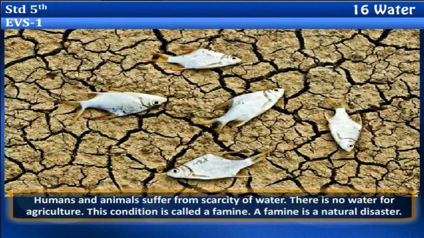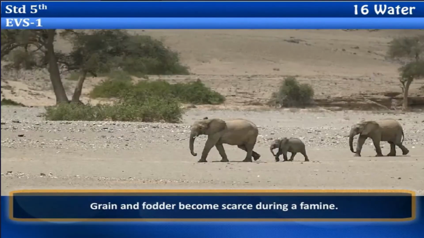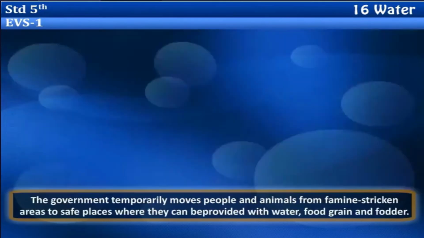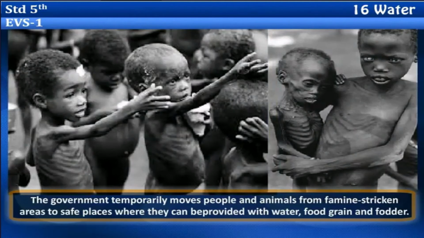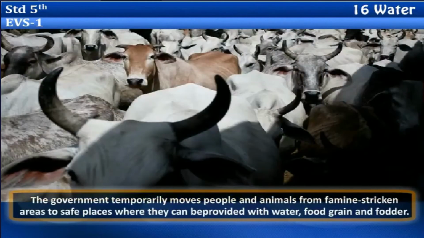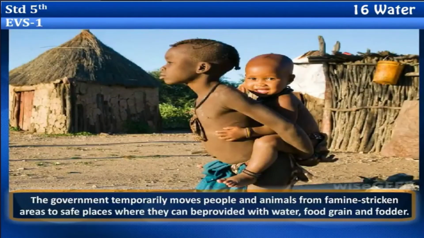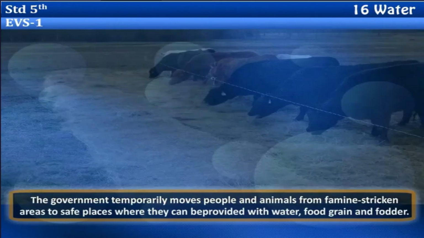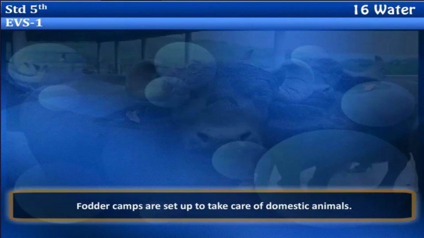A famine is a natural disaster. Grain and fodder become scarce during a famine. The government temporarily moves people and animals from famine-stricken areas to safe places where they can be provided with water, food grain and fodder. Fodder camps are set up to take care of domestic animals.